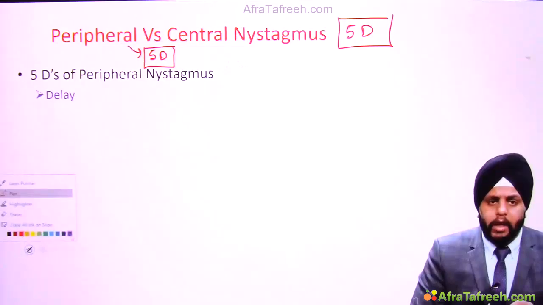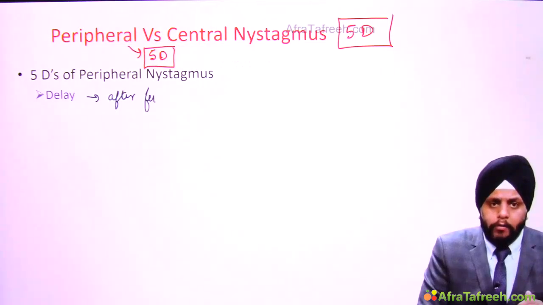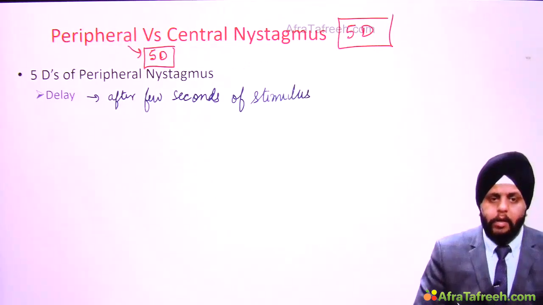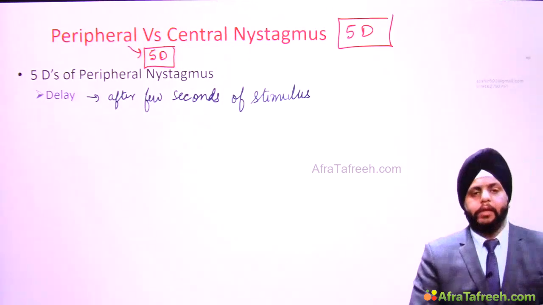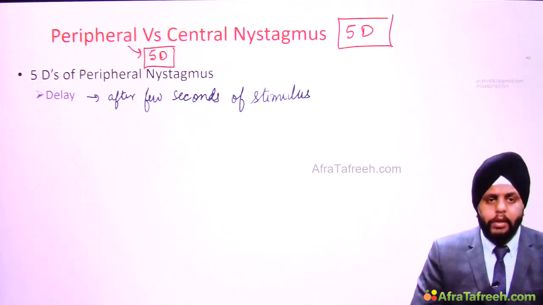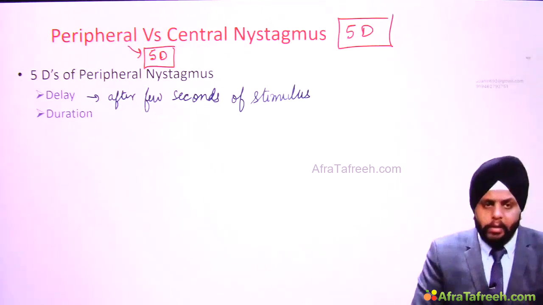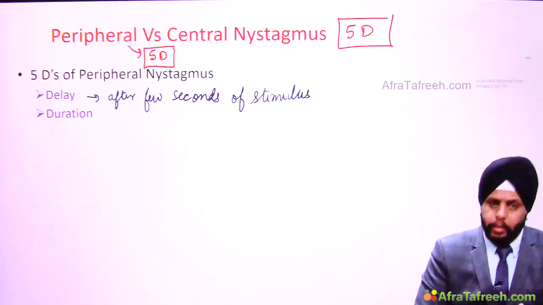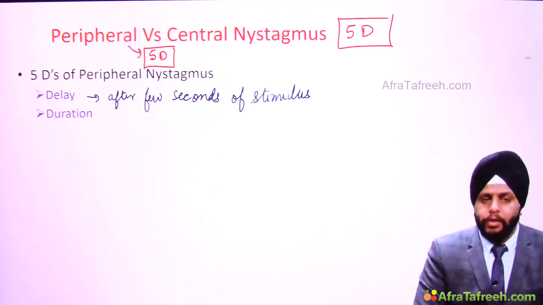That means this nystagmus comes after a few seconds of stimulus. Once you give the stimulus, you have to wait for some time. It comes after a few seconds of stimulus. It will not be seen immediately. So number 1, there is a delay. Number 2, there is a duration. Duration means it will remain for some time, maybe 1 minute, 2 minutes, 5 minutes, and then it will disappear. So it has a fixed duration. Every peripheral nystagmus, according to its characteristic, has a fixed duration.